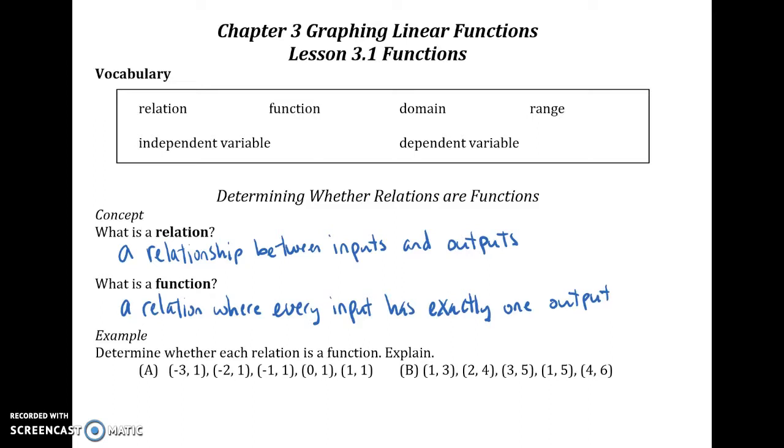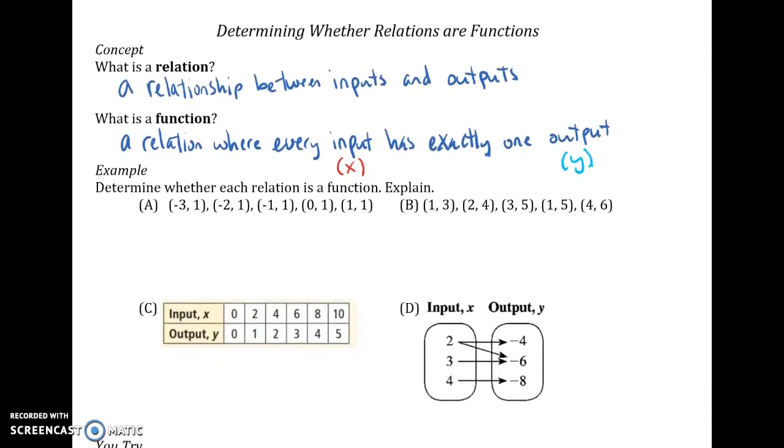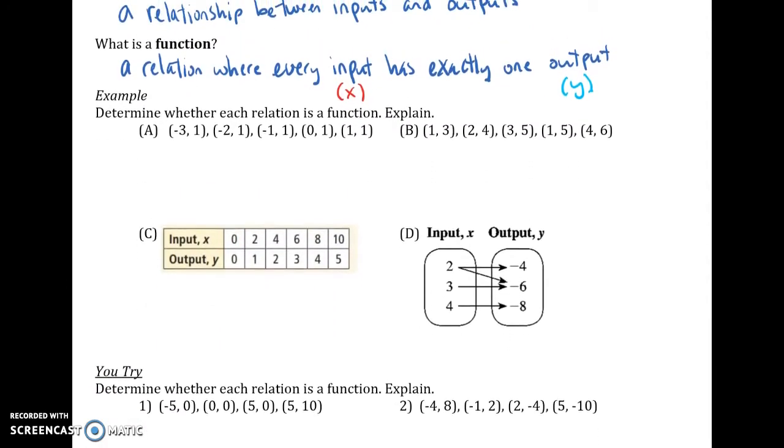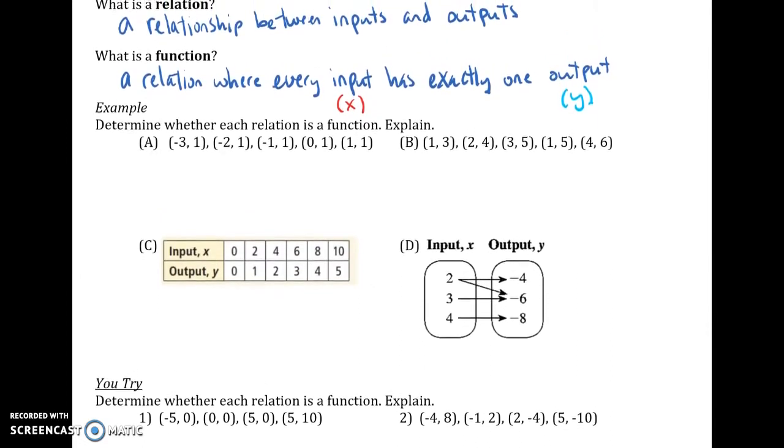Now, typically, we're going to use input x to represent that and y to represent an output because a lot of relations are actually going to be graphs. And remember, graphs are made up of points that we can use ordered pairs to create. So that's your x and y. x would be your input, y would be your output. So if we take a look at the first example, we have three different types of relationships here, and we want to determine if it's a function.